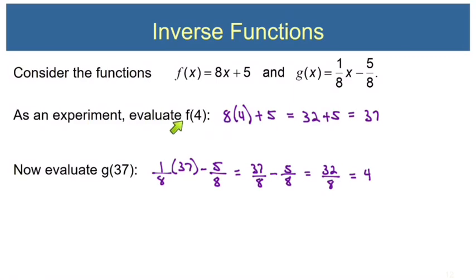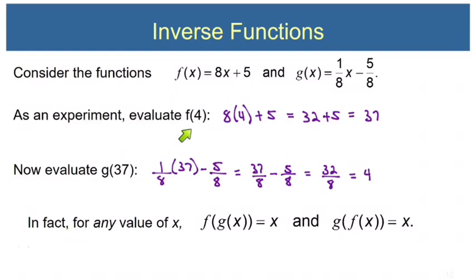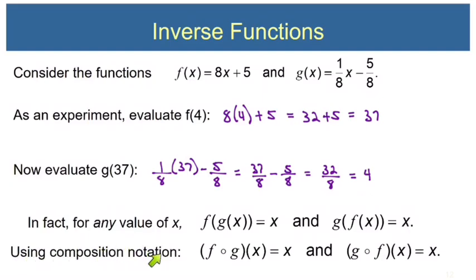So when we plug 4 into the f function, we get 37. And when we plug 37 into the g function, we get 4. In other words, g reverses the effect of f. In fact, it doesn't just work for 4 and 37. For any values of x, if we plug a number into the g function and then plug that number into the f function, we'll get the original number back. And if we plug a value into the f function and then plug that answer into the g function, we'll get the original value back. Or using composition notation, you could write it this way. f compose g of x is equal to x, and g compose f of x is equal to x.